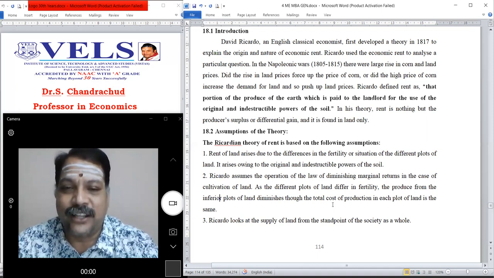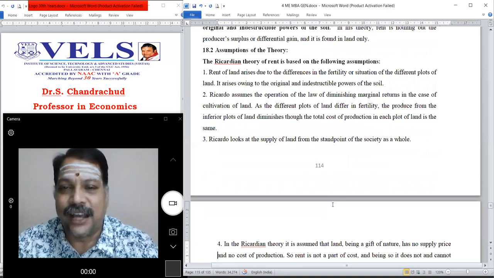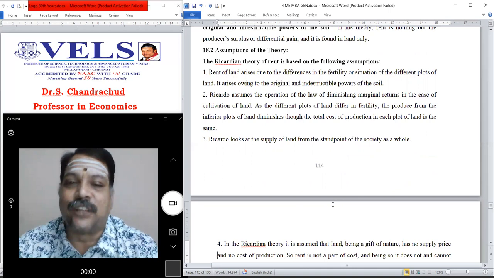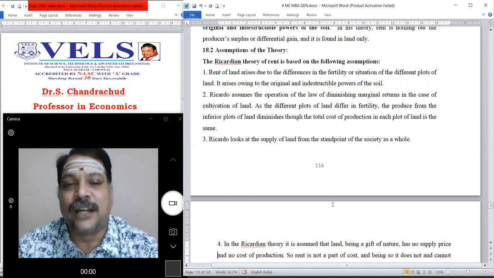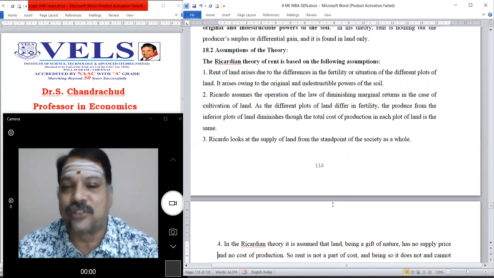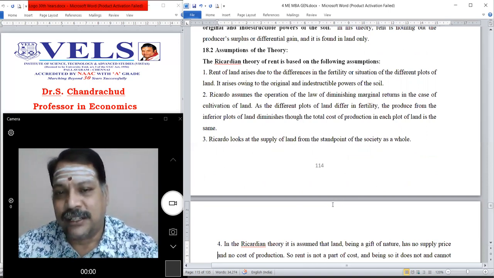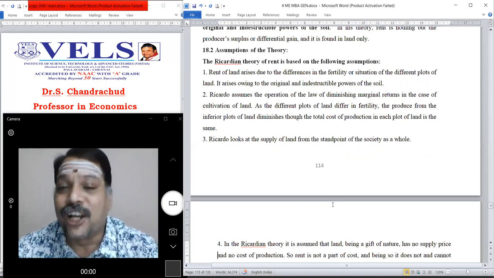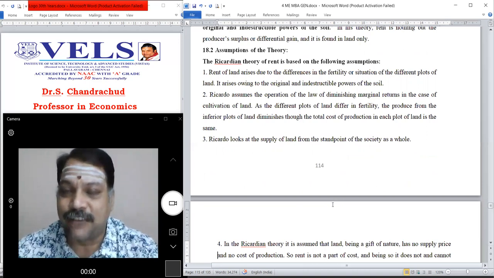The Ricardian theory of rent is based on the following assumptions. The first assumption is that rent of the land arises due to the difference in the fertility or the situation of different plots of the land. It arises owing to the original and indestructible power of the soil. This is the first assumption he has made.